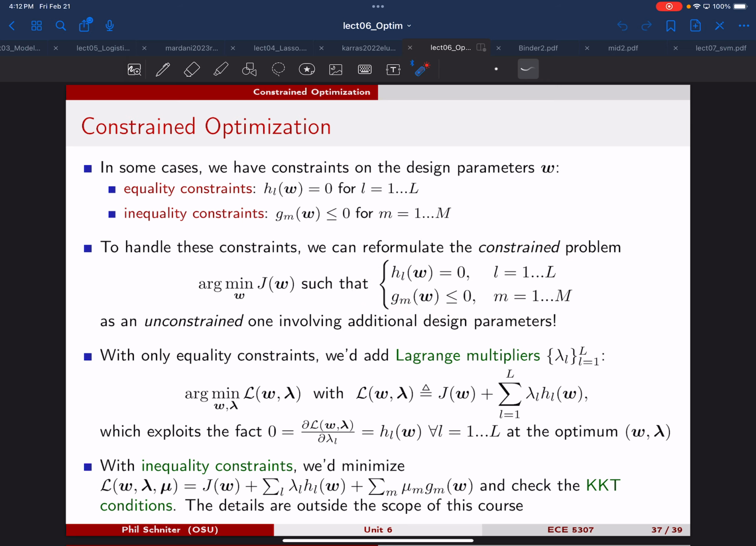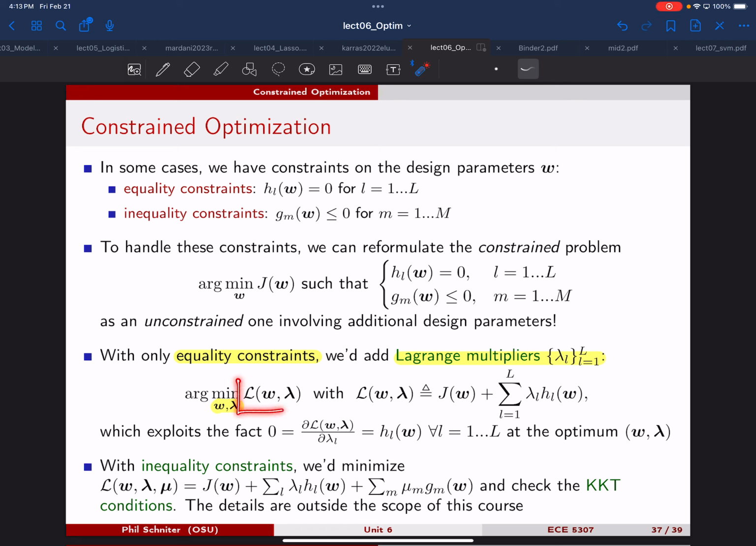This is a more difficult problem to solve than the unconstrained problem, but basically there are some strategies to do this. Let's first talk about what we do with equality constraints. It's actually not too complicated. What you do is you add additional optimization parameters to your problem. They're often written as lambda_l. You add one parameter for every equality constraint, one lambda. And now these are going to be new optimization parameters. So now we're going to be optimizing over both W and lambda.